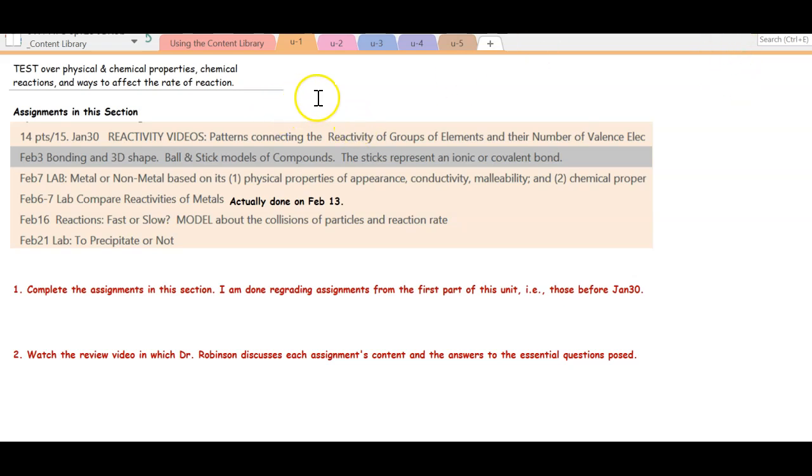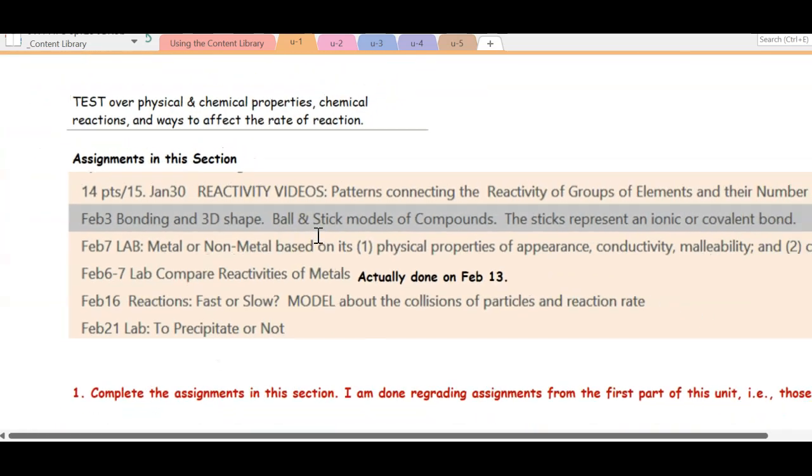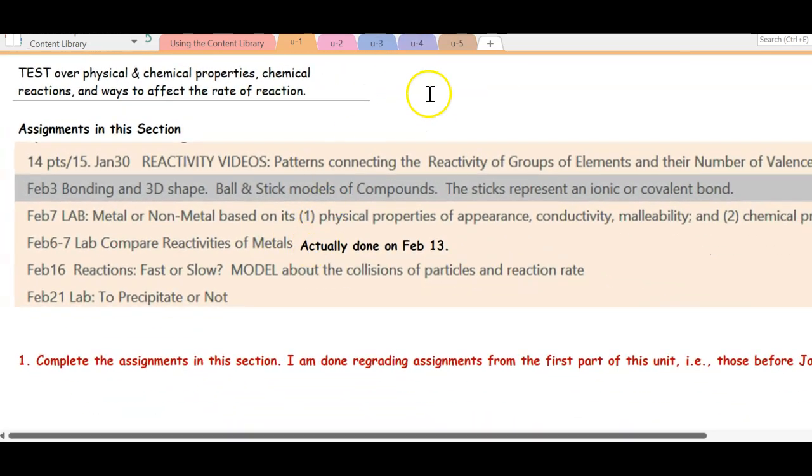So what we're going to talk about is the test over physical and chemical properties, chemical reactions, and ways to affect the reaction rate of a reaction. All right. So in this section, the test will be over. This is a page that you have in your notebook.